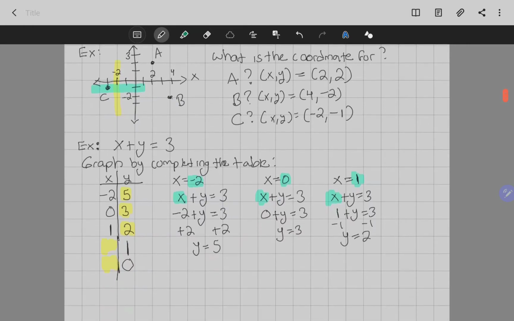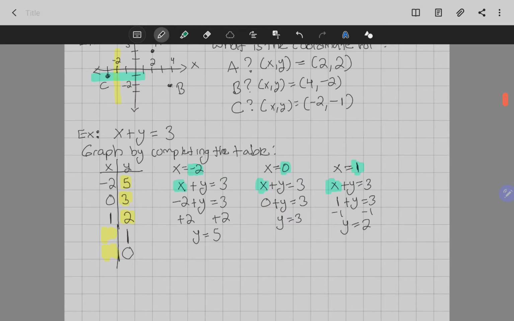Now with this next one, I want you to see one really interesting thing. In this case, it's not saying x is equal to something. This time we're getting y equals 1. So instead of replacing the x, because we have y equals 1, we're replacing the y. So we got x plus 1 equals 3.